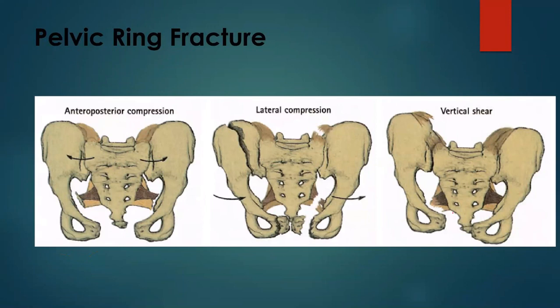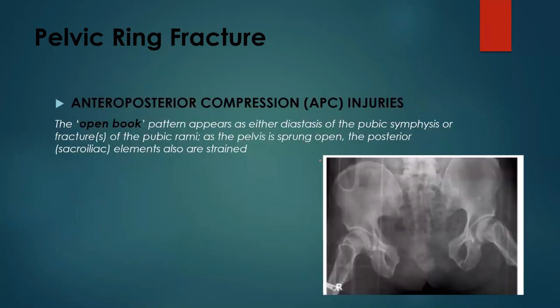Now we will go to the pelvic fracture, and we can classify it according to the mechanism of injury. We have anterior posterior compression, when there's a disruption of the symphysis pubis, with disruption of the sacroiliac joint, or fracture of one side of the iliac or the sacrum. We have the lateral compression fracture, and we have the vertical shear. The first one is the anterior posterior compression, the open book fracture, where there is diastasis of the pubic symphysis and fracture of the pubic rami as the pelvis springs open. The posterior sacroiliac elements are always strained.